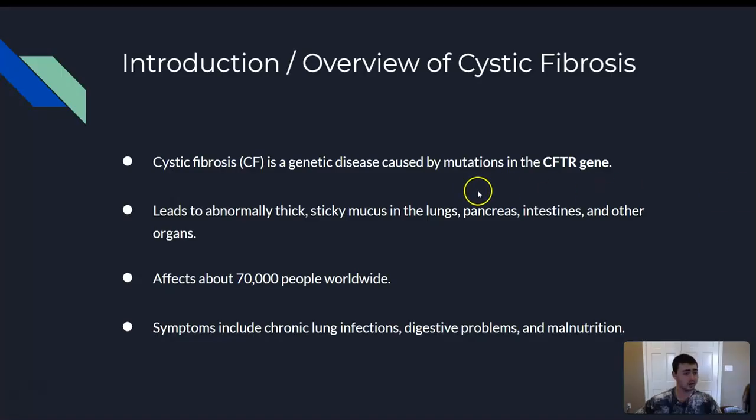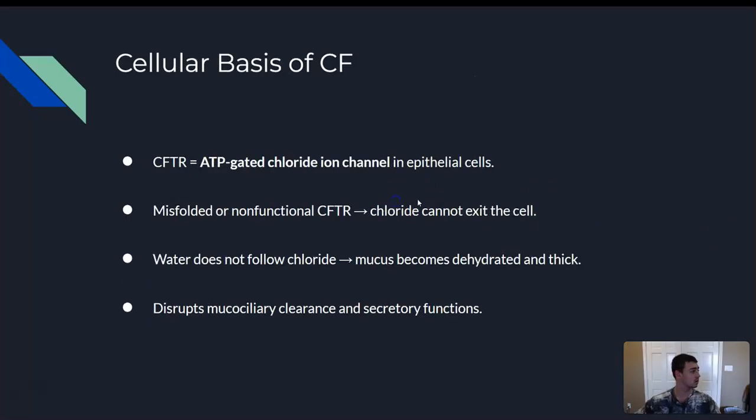Slide 3. Cellular basis of CF. To understand cystic fibrosis, we have to start at the cellular level. The CFTR protein is an ATP-gated chloride channel found on the surface of epithelial cells. These cells line the lungs, the pancreas, intestines, sweat glands, and reproductive tracts.